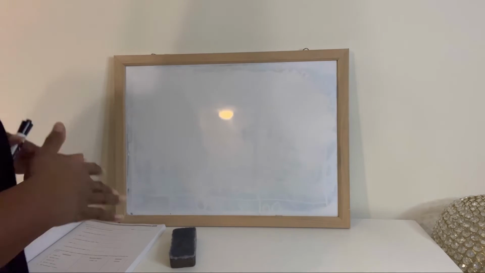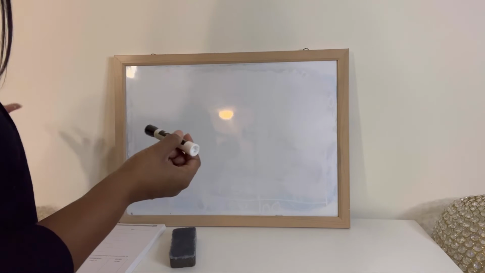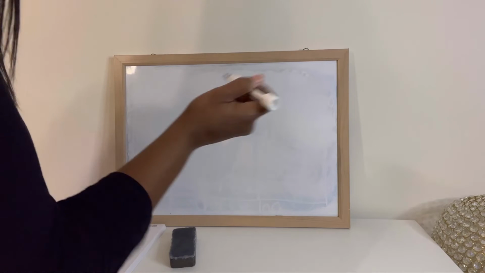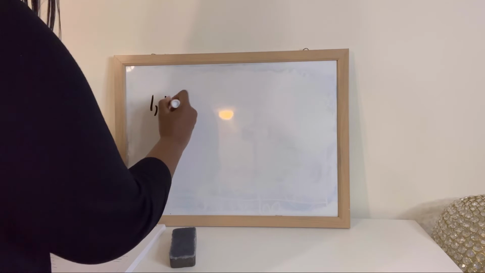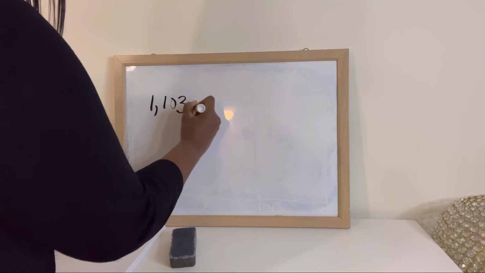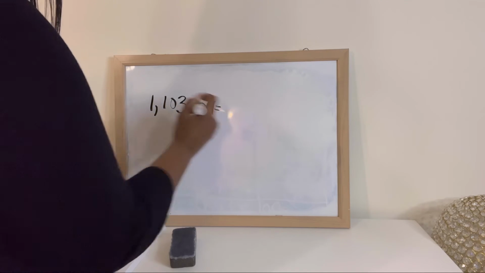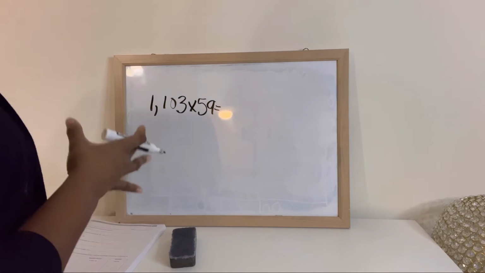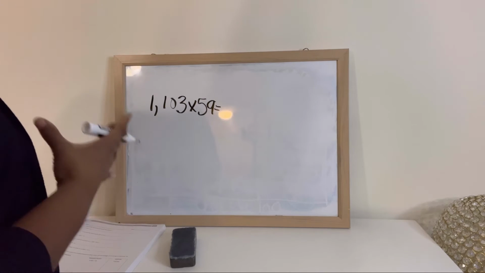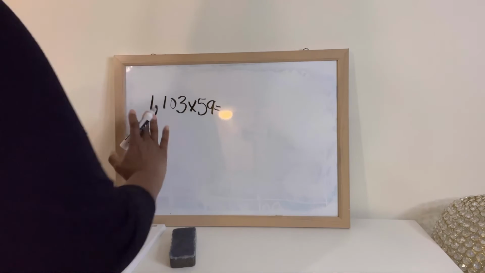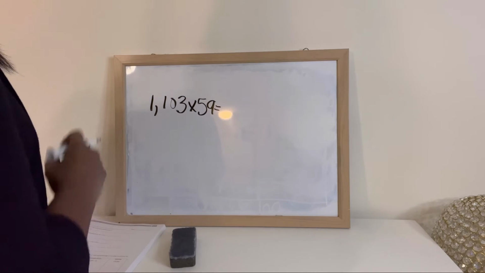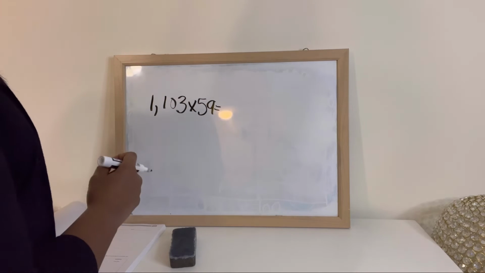Throughout this homework lesson, the students are just going to round the numbers. I could do another example for you. Let's say I have 1,103 times 59. We are not trying to get the exact answer. We're only trying to get an estimation. How do we get an estimation? We round our numbers. Getting an estimation means that we are going to get a quick calculation and come up with a reasonable answer for this.